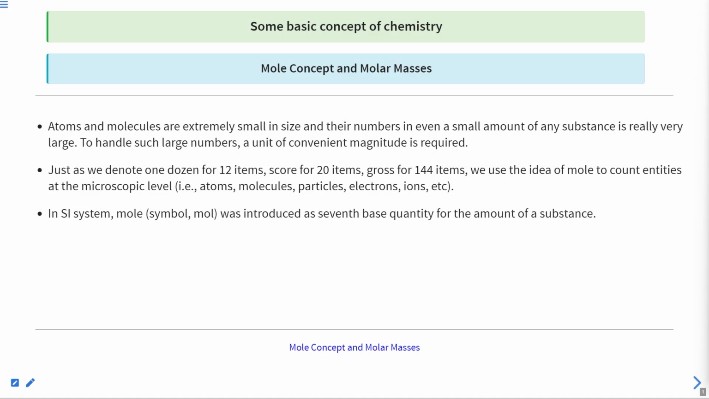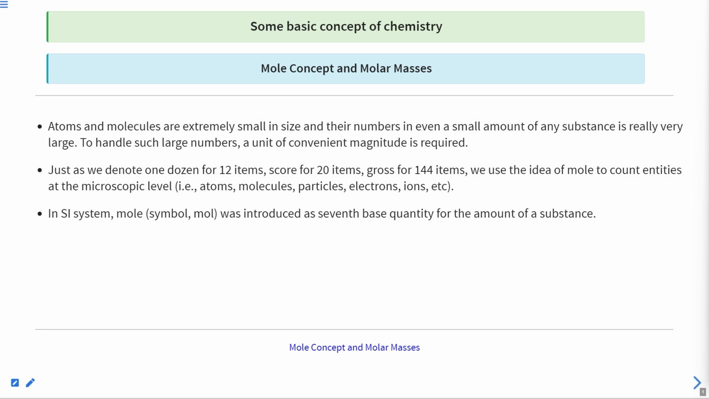So let us start with the first lecture of the chapter, that is some basic concepts of chemistry. Today we will talk about the mole concept. Why is this mole concept introduced, what is this mole concept, and how is it applied? We will talk all about this. Let us first talk about why this mole concept was introduced. What was the reason for introducing it?